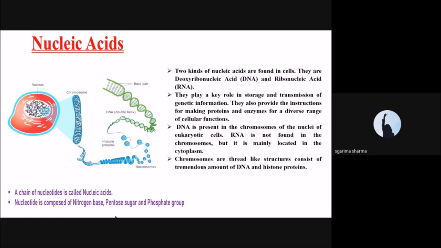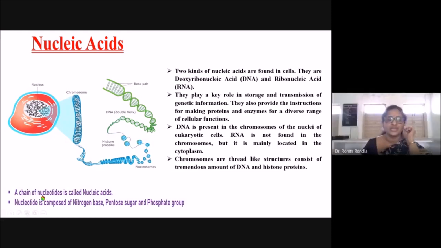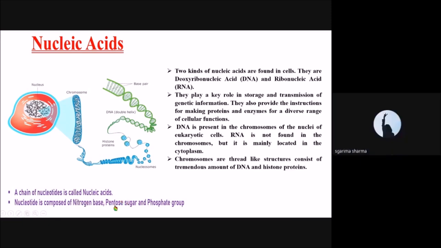Polymer chains of nucleotides. Very good. Polymer chains of nucleotides are called nucleic acids. What is the composition of a nucleotide? Nitrogen base, sugar and phosphate group. Okay.